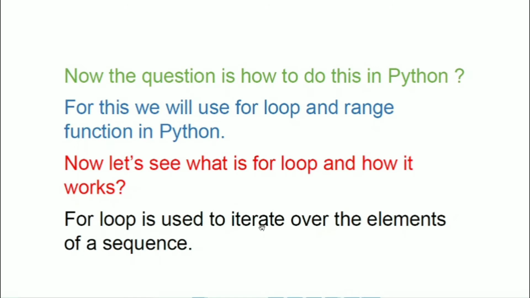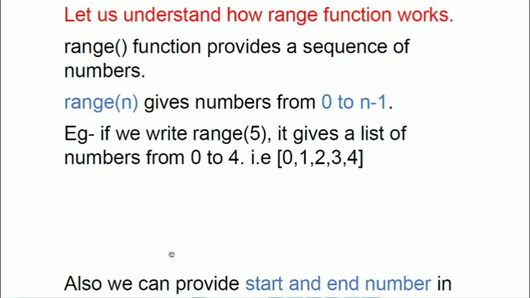Basically, a for loop is used to iterate over the elements of any sequence. Now let us understand how the range function works. Basically the range function provides us a sequence of numbers. So if we write range of n, it gives us numbers from 0 to n minus 1. Here 0 is considered as the lower limit and n is considered as the upper limit. You can see over here we have mentioned only one number inside the range function.